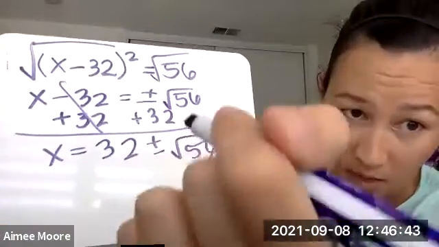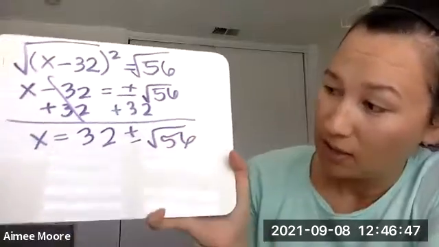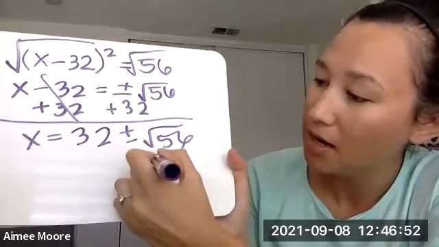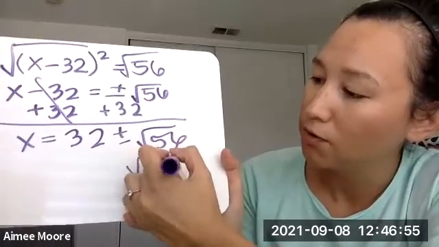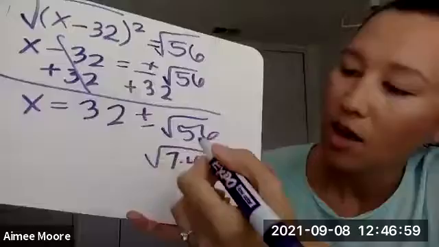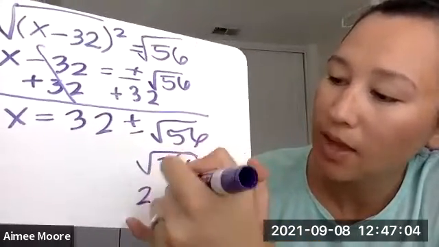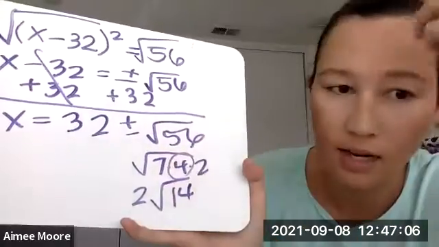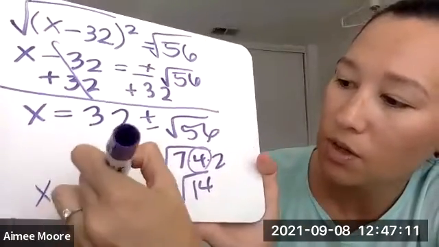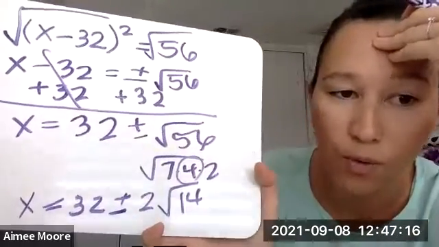But we'll notice we don't have that option in the answer choices. So let's go ahead and simplify the 56. We get 7 times 4 times 2, 7 times 8. But I can take out the square root of 4, which is 2, and then we're left with the square root of 14. So our answer would be x equals 32 plus or minus 2 radical 14.